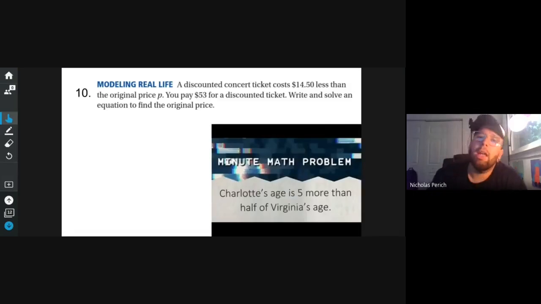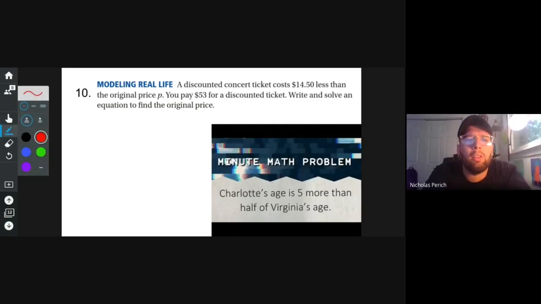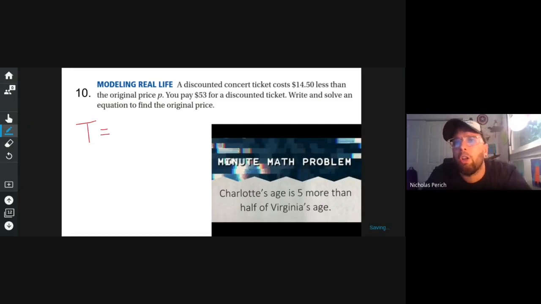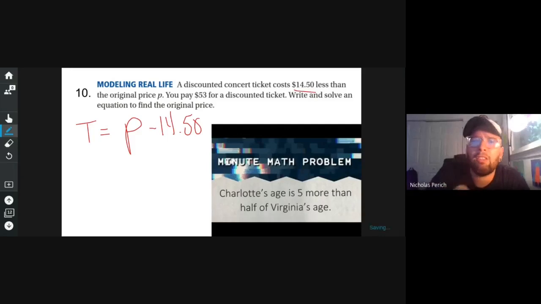Good job watching. Now, how am I going to apply writing out things here? I'm going to use specific words. A discounted concert ticket costs. So concert ticket costs means something like T equals. So I'm going to write out T for ticket equals costs 14.5 less than. Less than means you're taking away 14.5 or 14.50, same thing. Then the original price P. So it looks backwards because you would think, wait a minute, 14.5 less than P, shouldn't you have the 14.5 first? Nope, because you're taking 14.5 away from P.